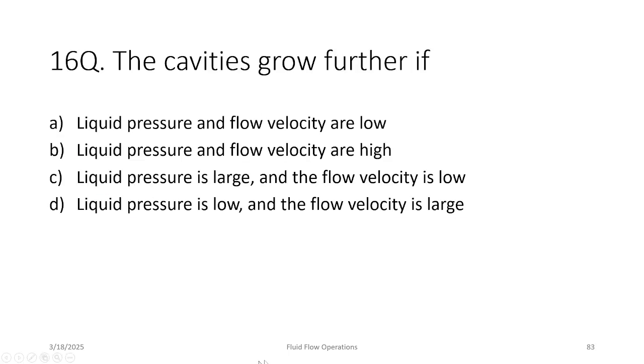Okay, coming to the 16th question: the cavities grow further if liquid pressure and flow velocity are low; liquid pressure and flow velocity are high; liquid pressure is high and flow velocity is low; liquid pressure is low and flow velocity is high. So when the liquid pressure is very low and the flow velocity is very large, the cavity starts growing, right? Option D.